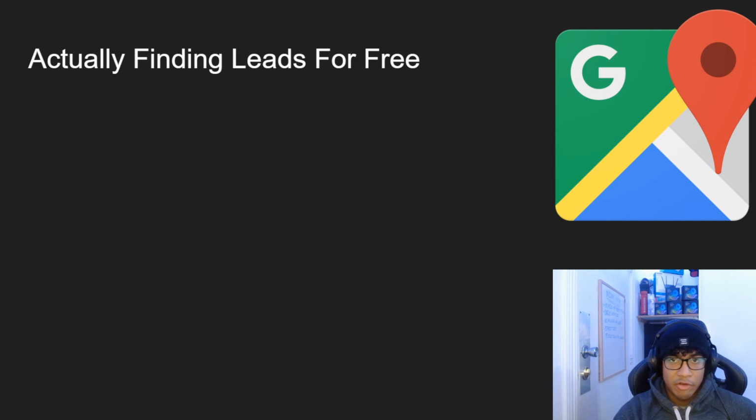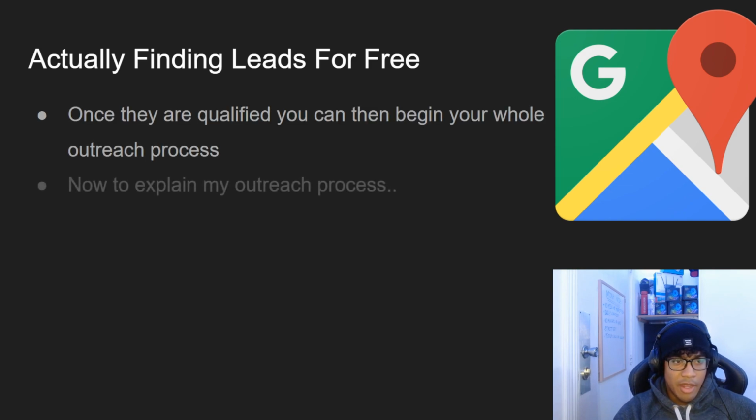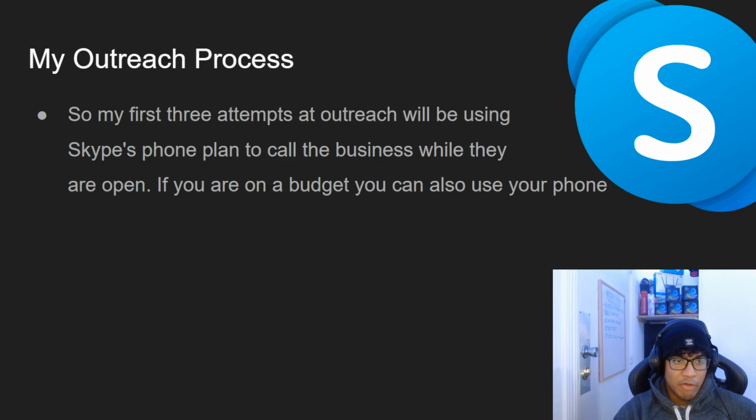And if you do think they are going to be a good fit for you, then you can just go ahead and start reaching out to them. So now to explain my outreach process. My first 3 attempts at outreach will be using Skype's phone plan to call the business while they're open. And if you're on a budget, you can just use your phone.